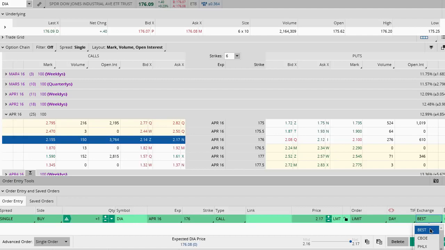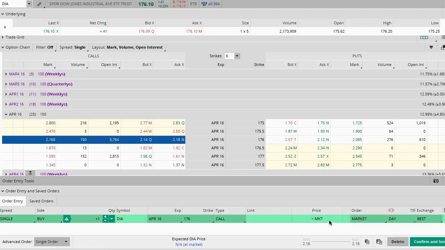Exchange, you can also route your order to any particular exchange that you want. We always choose best. So whatever the best exchange is, the brokers will route it to best. No need to mess with that. And then within here, you have different order types. You have a market order, which we have video tutorials on as well. But quickly, market order means fill me at the next market price.